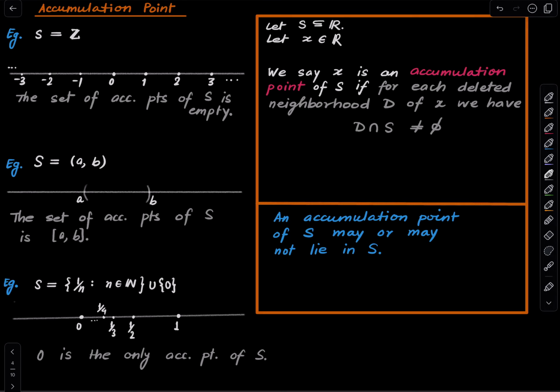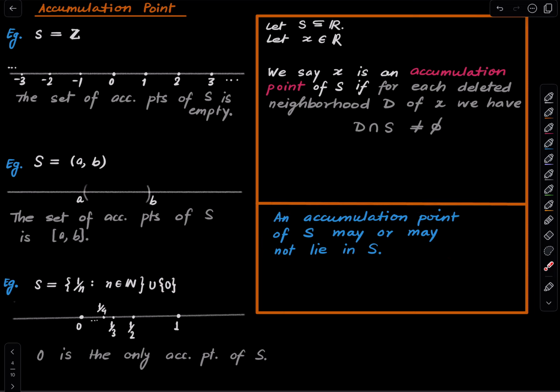Okay. So I hope this concept is clear, the concept of accumulation point. And here is a remark. An accumulation point of S may or may not lie in S. So here, for instance, A is an accumulation point of the open interval S, and it does not lie in S. The point A is not in S. But here, 0 is a point in S and is also an accumulation point of S. So an accumulation point of a set may or may not lie in the set.